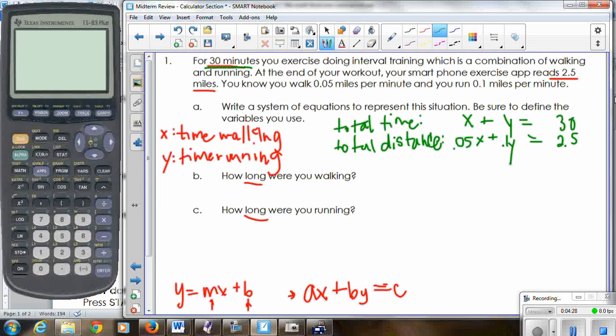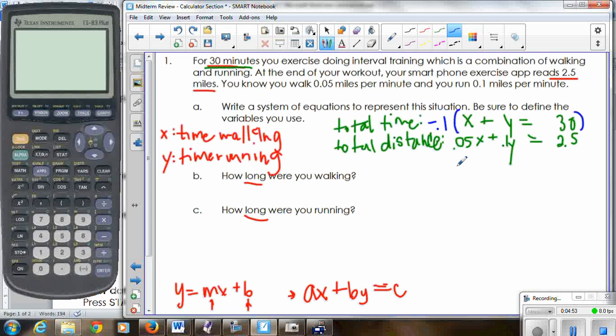I want to solve it. And there are a couple different ways that you can solve it. In this case, I think that using linear combinations is probably going to be easiest because I can just cancel one of my variables. So I'm going to go ahead and work with canceling my y variable. If I multiply my first equation times negative 0.1, then I can just distribute that all the way through.